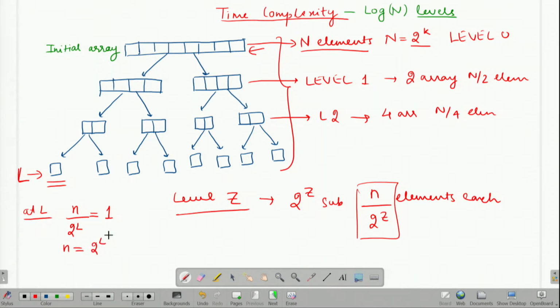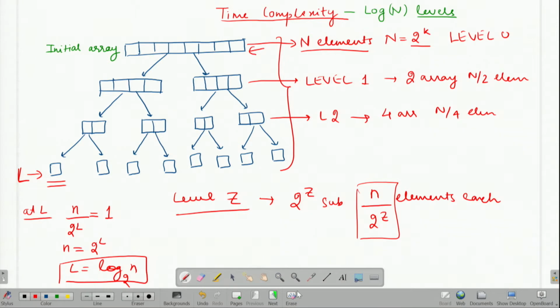Remember how we did the logarithm during recap. From this equation, I can say that L is equal to log n to the base 2. Since L is the last level and I'm starting from level 0, I have a total of L levels in this merge sort tree. By now we have established that in the merge sort tree, we're going to have L levels where L is equal to log n to the base 2.